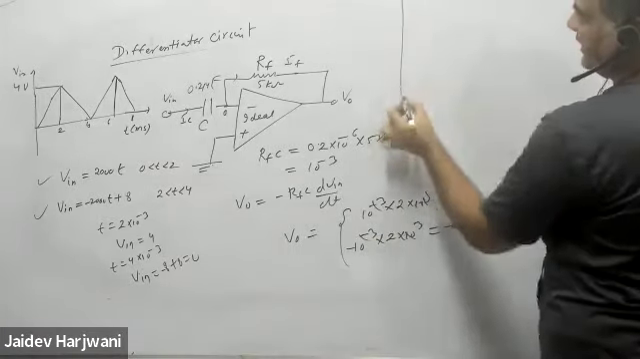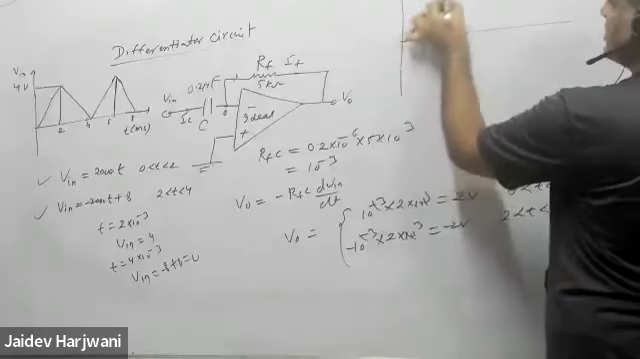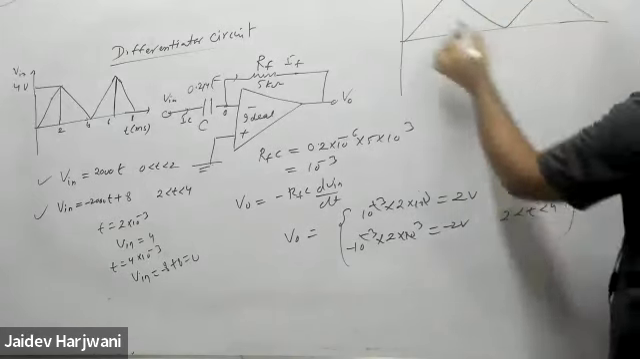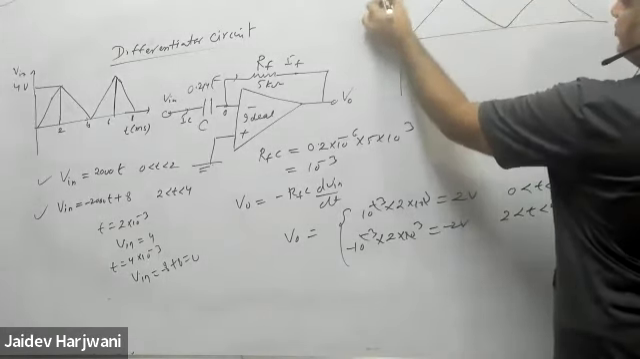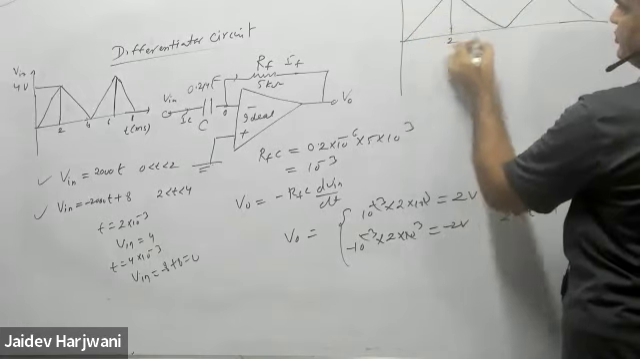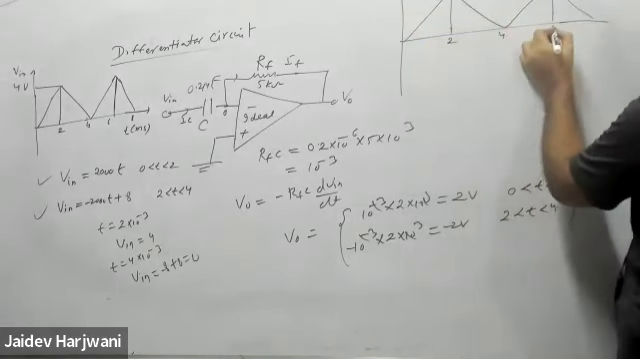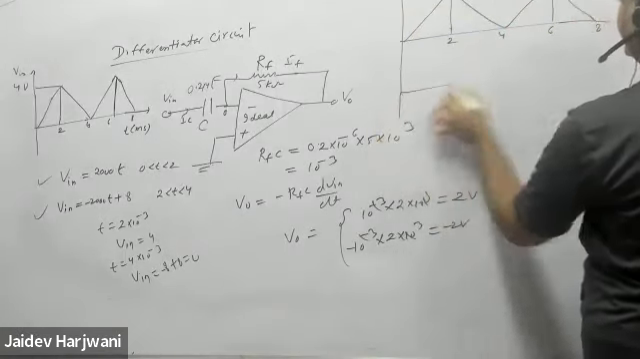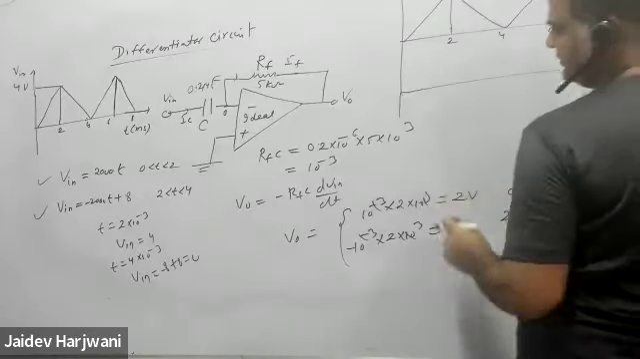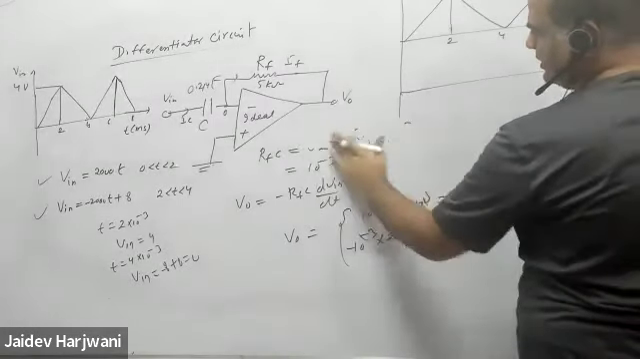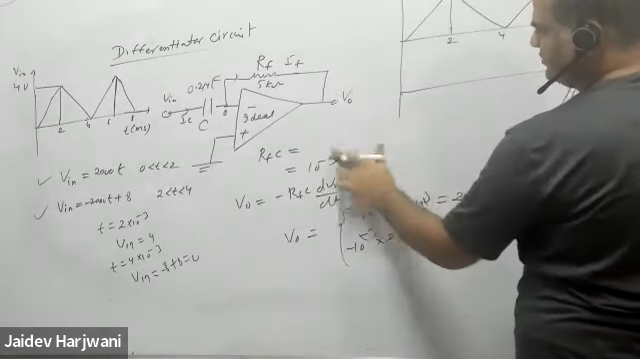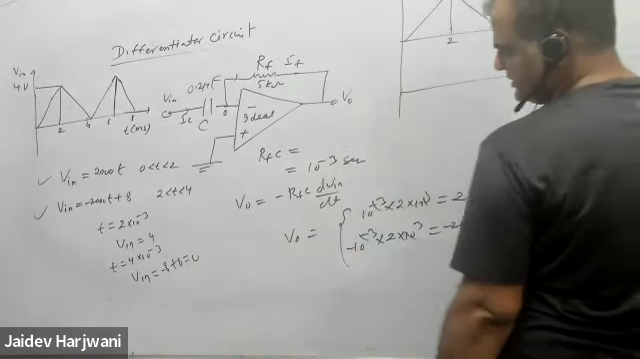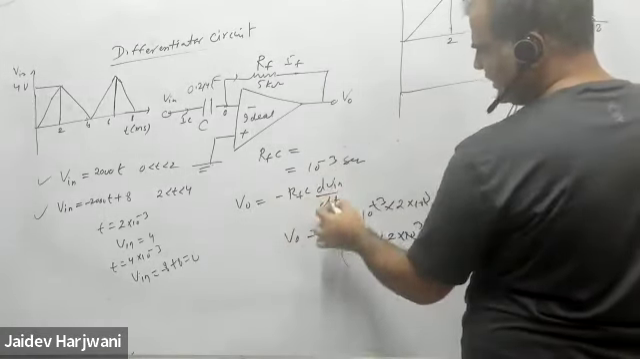So you can directly write it now. Say this is your input, with a peak of 4, and time periods 2, 4, 6, 8. This is just a repetition. So you can write the output now. Output will be what? RFC in seconds, dV by dt in volts per second, so the volt will come.